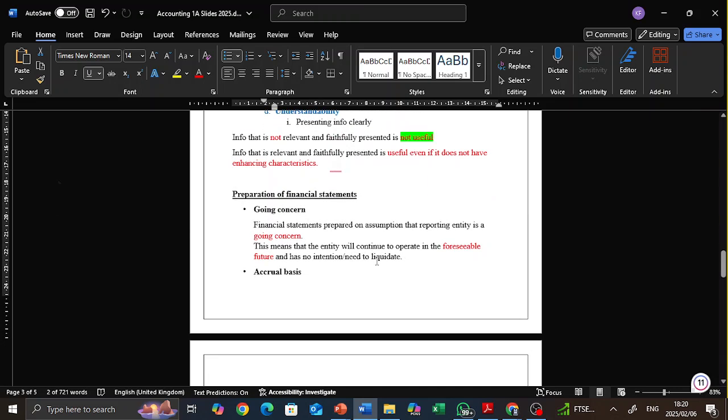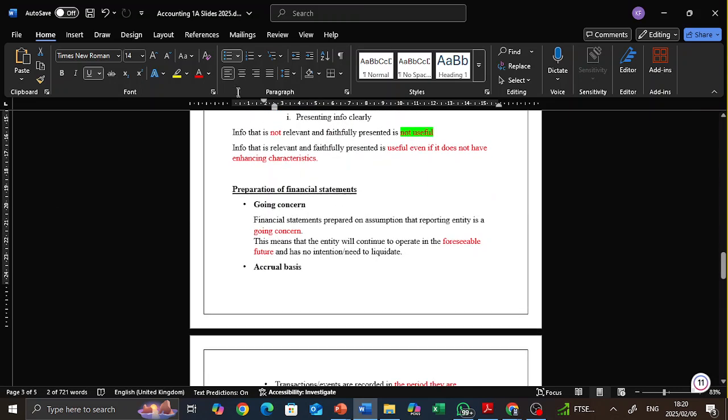The last bit of information: information that is not relevant and faithfully presented is not useful. For information to be useful, it must be relevant and faithfully presented. Like I told you, I don't care if you have enhancing characteristics. If the fundamental characteristics are not there, leave. We don't need you.